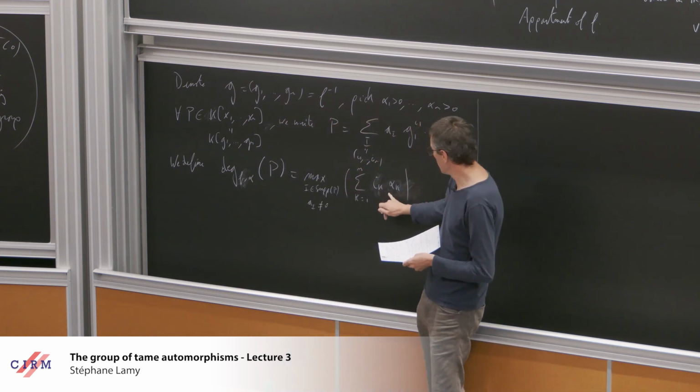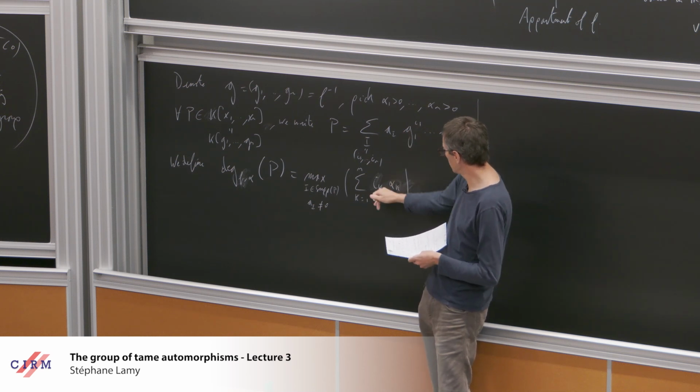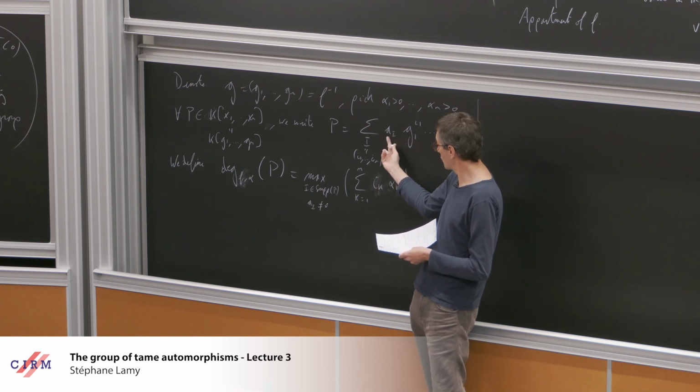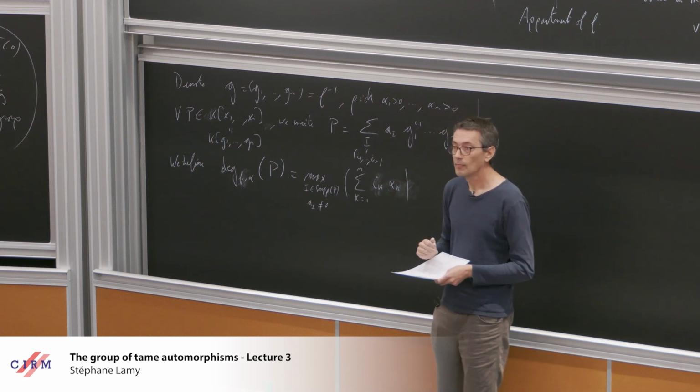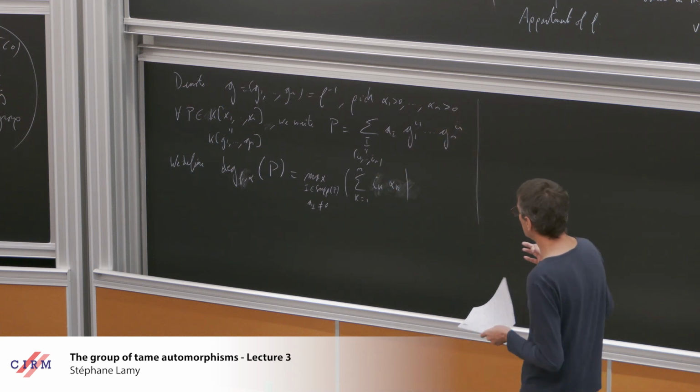So this sum is a weighted degree of my monomial. The first one with weight alpha 1, the last one with weight alpha n. Take the sum, and I take the maximal over all monomials that really appear in my decomposition. So the a_I are not 0. Okay, that's the definition of the weighted degree.